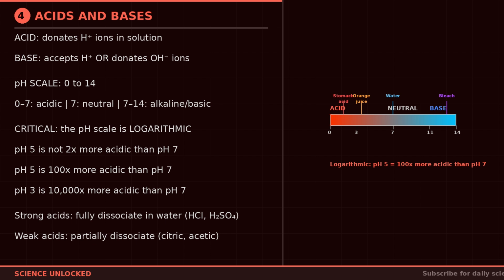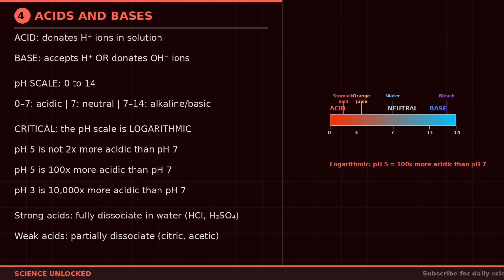Here is the part students get wrong. The pH scale is logarithmic. pH 5 is not twice as acidic as pH 7. It is 100 times more acidic. pH 3 is 10,000 times more acidic than pH 7.